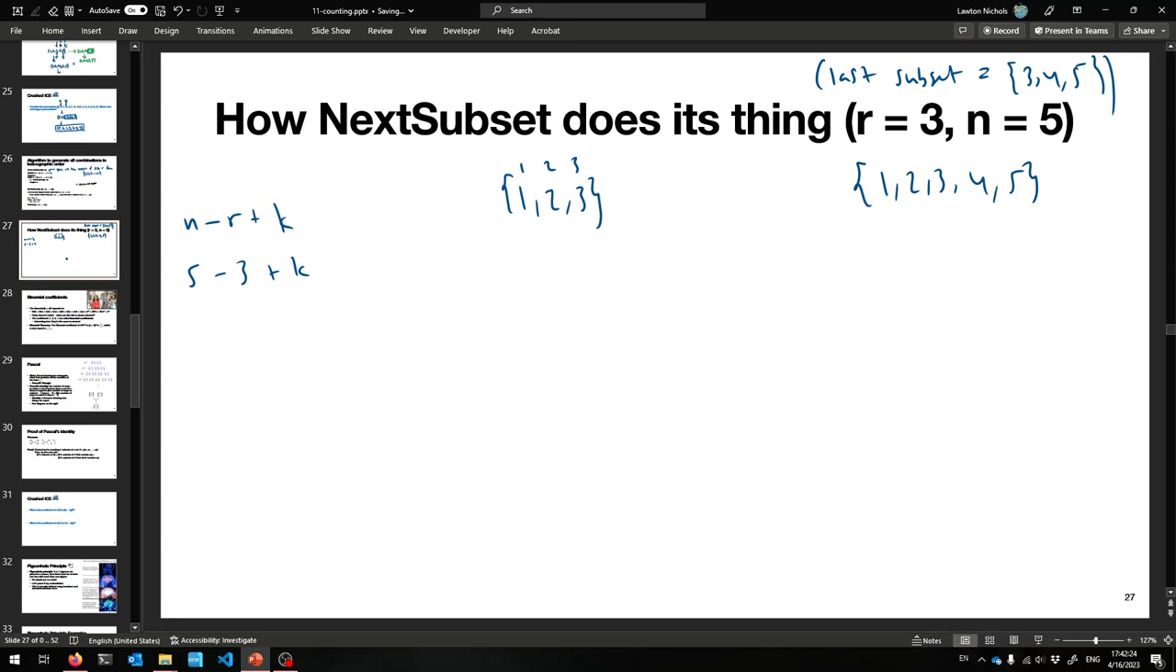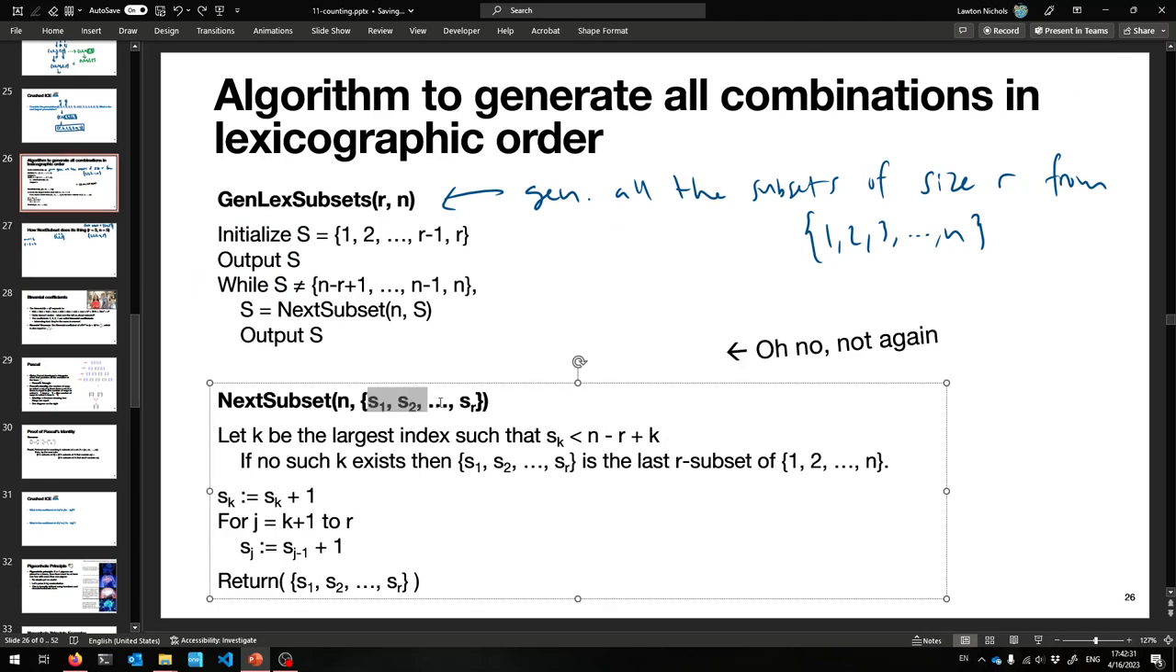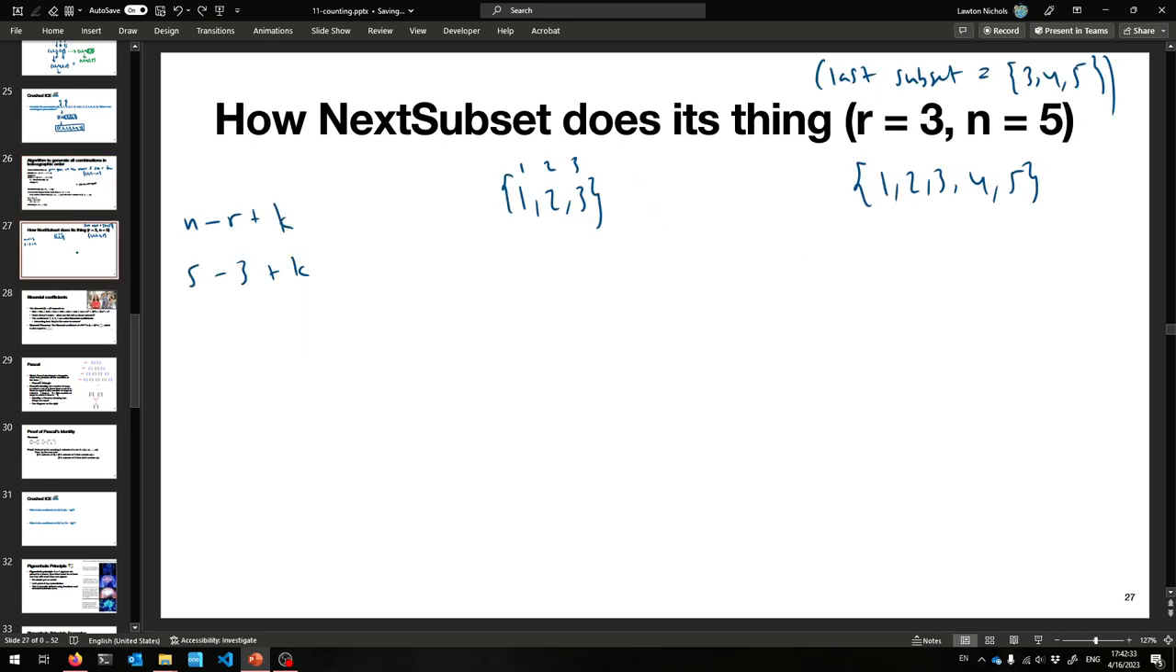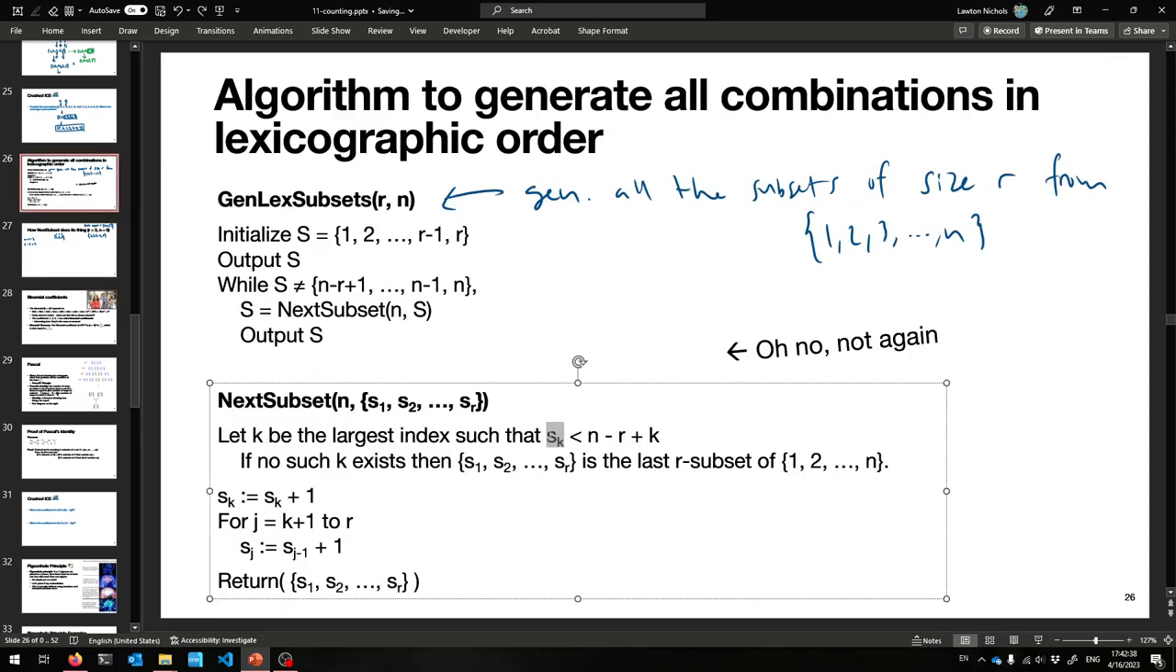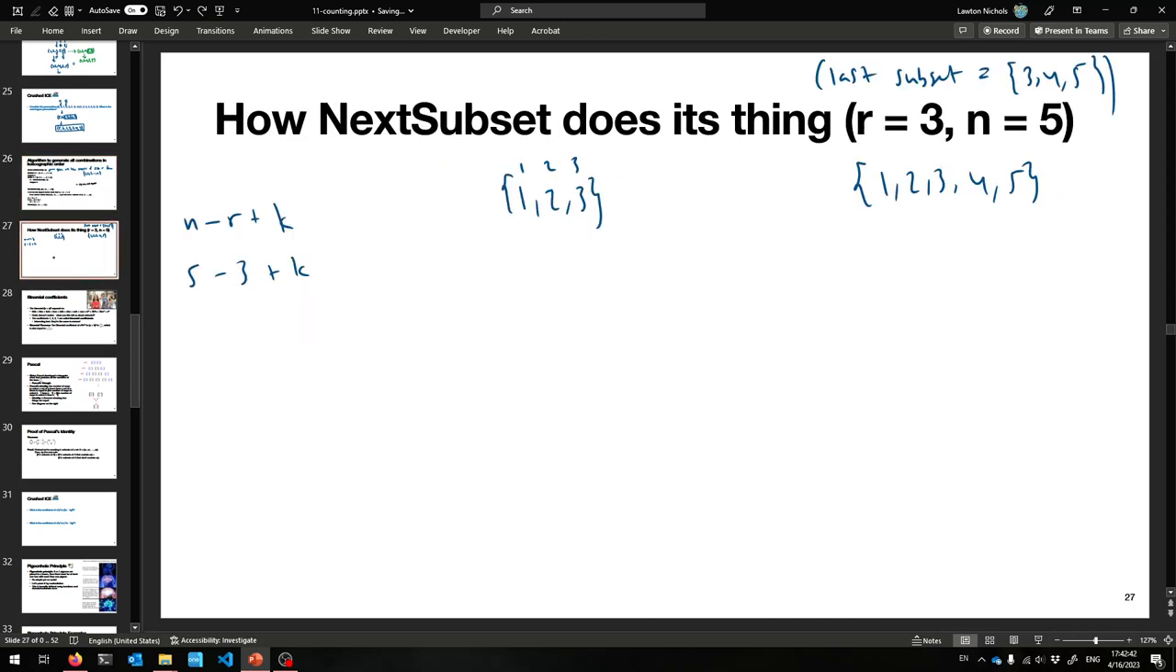Let's figure out our options. So this is our little subset, s1, s2, s3. We're looking for index k where s of k is less than n minus r plus k. If it were s of 1, does it work? It needs to be less than n minus r plus k, and k is 1. Is that less than 5 minus 3 plus 1 equals 3? Yeah, 1 is less than 3. That's fine.